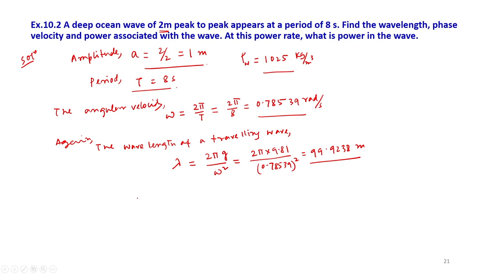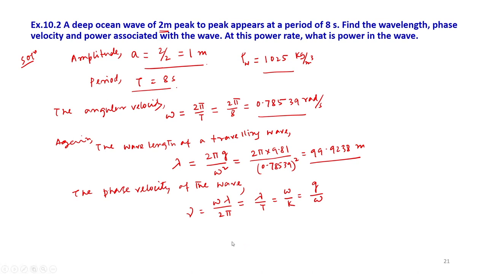If you know this, then we can find out the phase velocity. The phase velocity of the wave is lambda by 2 pi, or lambda by T, or omega by k, or g by omega. So either of the expressions can be used. Maybe if you use g by omega, it is fine: 9.81 by 0.78539. So this will be about 12.49 meter per second. Now we can calculate the power in the wave.